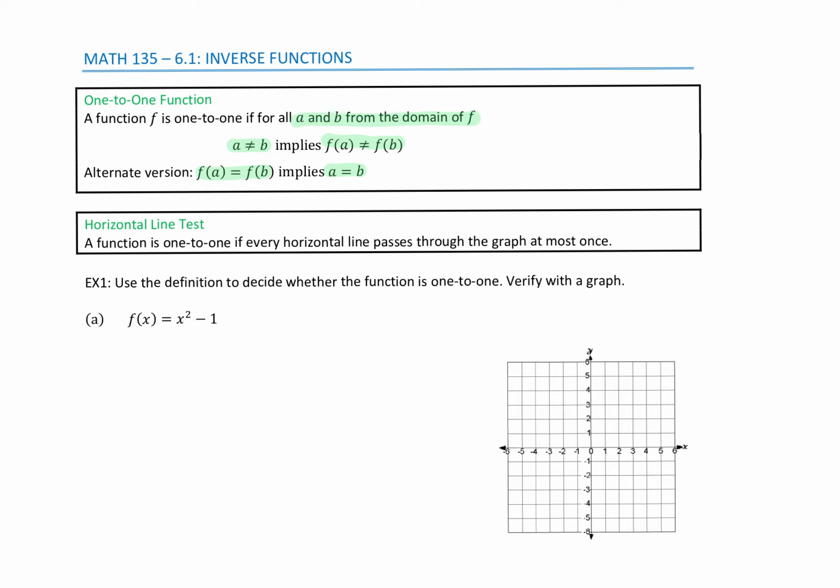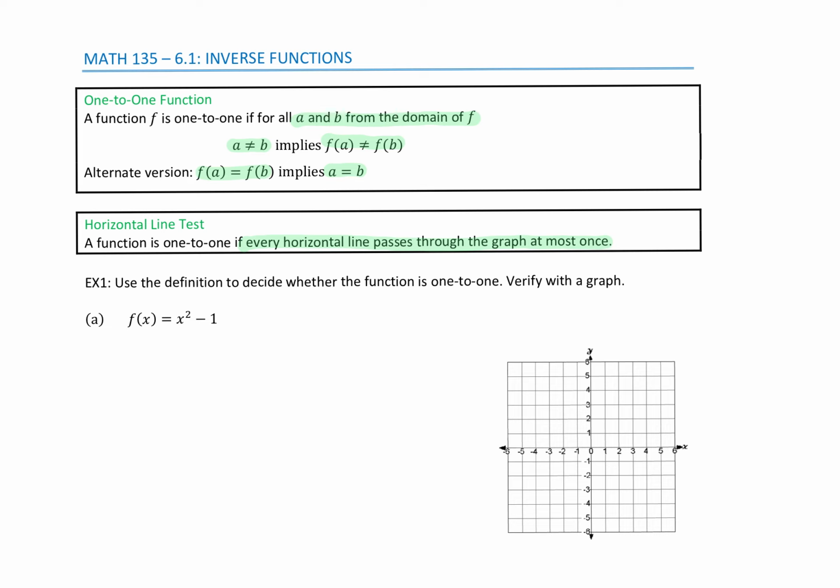If you have a function, it passes the vertical line test, meaning any vertical line will pass through at most one point on the graph. If a function is one-to-one, it will also pass a horizontal line test, which just means that any horizontal line will pass through the graph at most once. So a one-to-one function has to pass both vertical line tests and horizontal line tests.